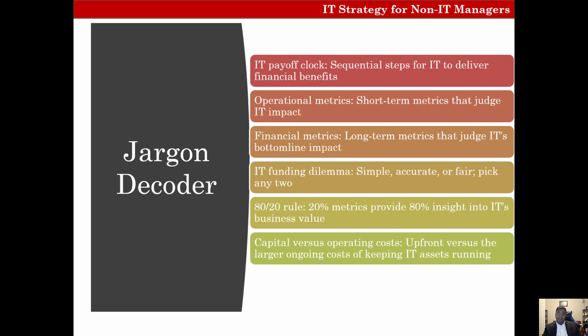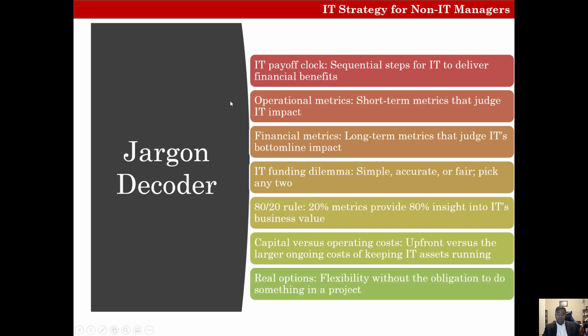We will be using the words capital versus operating costs. Capital costs are upfront versus the larger ongoing cost of keeping IT assets running. A lot of times, just like we talked about in the architecture chapter, people make a lot of decisions based on upfront costs. And they forget that the running costs, because they are further down the road, might end up being more expensive when you choose a cheaper option upfront. We're going to talk about options, the flexibility without the obligation to do something in a project, and we'll talk about that.